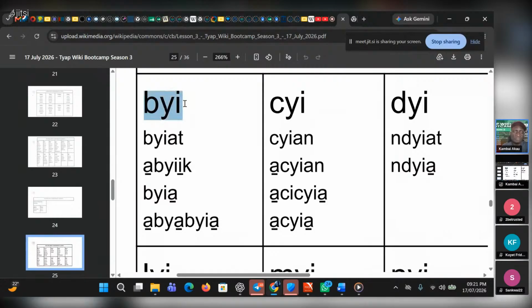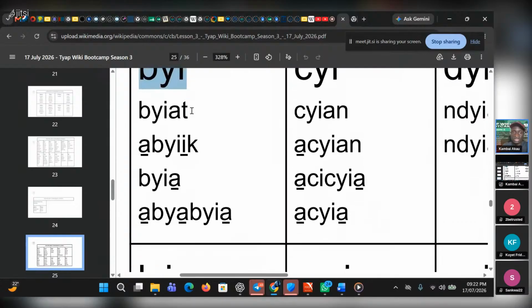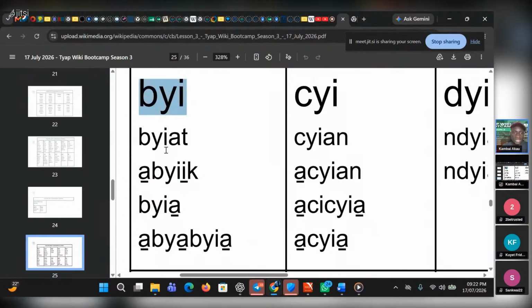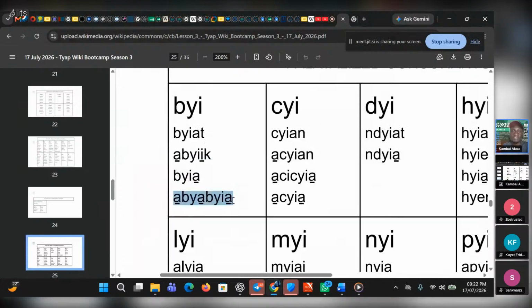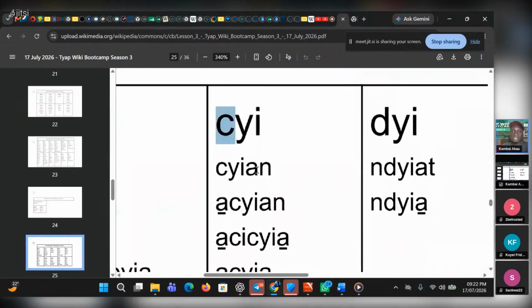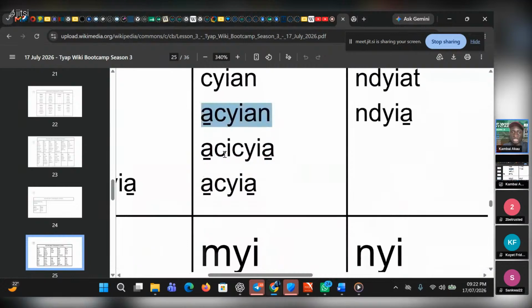So under which we have Ziat. And mind you, sometimes when you are pronouncing it, it sounds like there's a Z here. So excuse some of us that will pronounce it with a Z sound. So this is Ziat, and then this is a bjek, and then a bjek. And then we have the long palatal version of the ch sound. Then we have chan, and then we have a chian. Then we have a chich, a chichio, and then we have a chio.